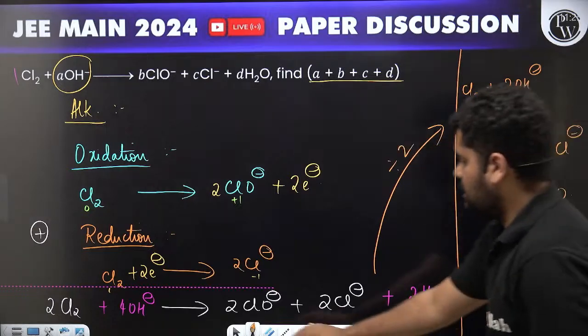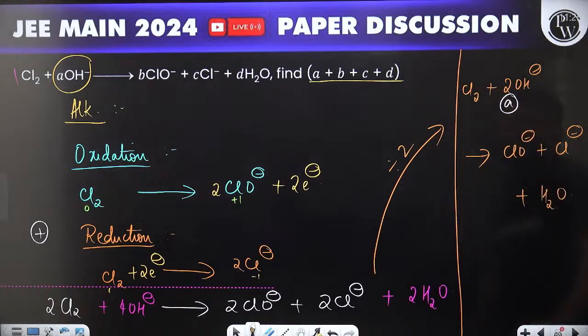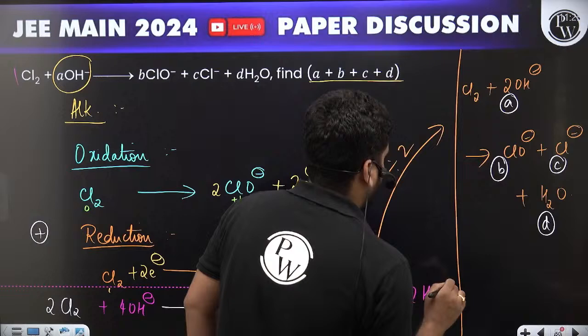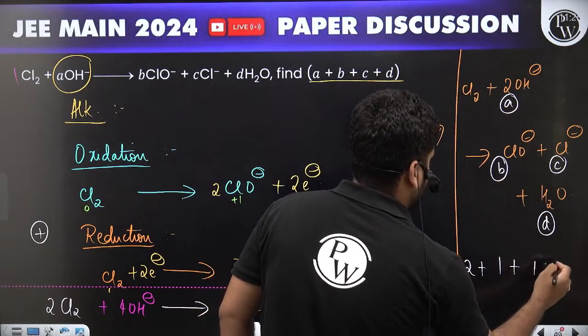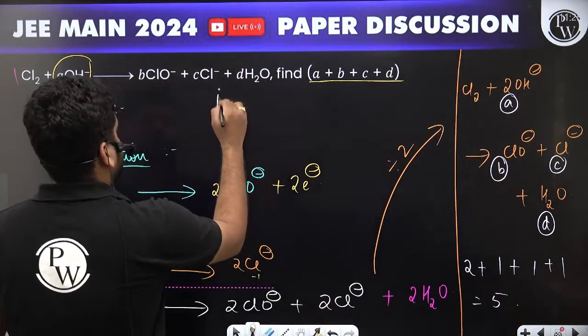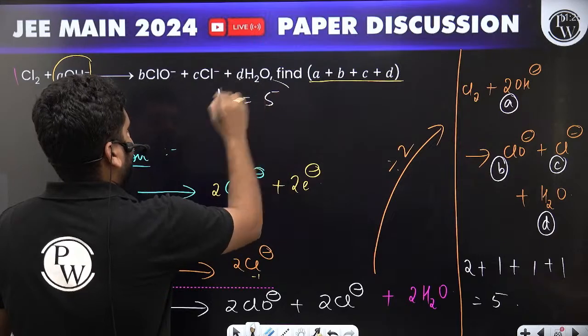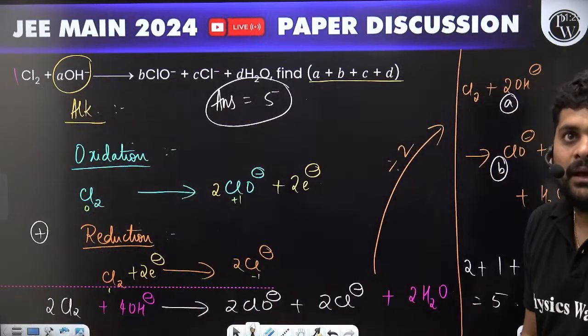So this is your A, B, C and D now. A is OH minus, B is ClO minus, C is chloride ions, and D is water molecule. Just add the stoichiometric coefficients. So 2 plus 1 plus 1 plus 1. 2 plus 3, which is 5. So the answer for this question is going to be 5. Answer is 5. Okay. Right.